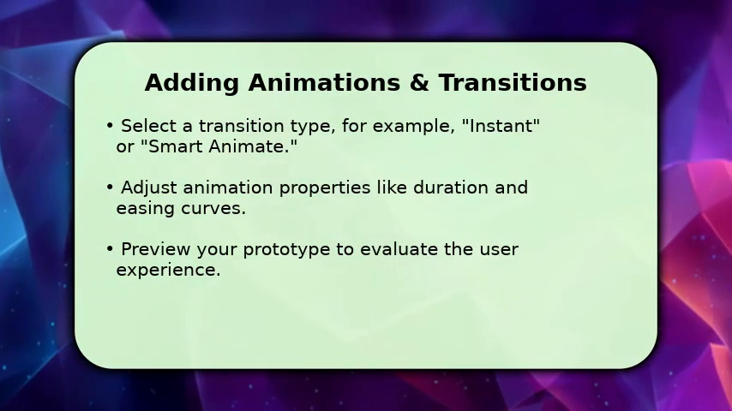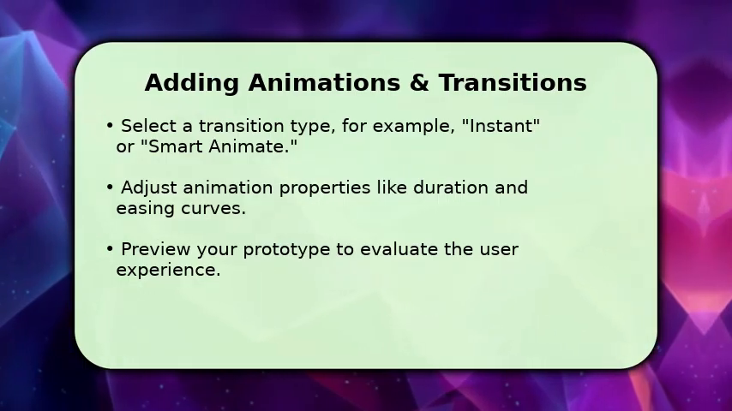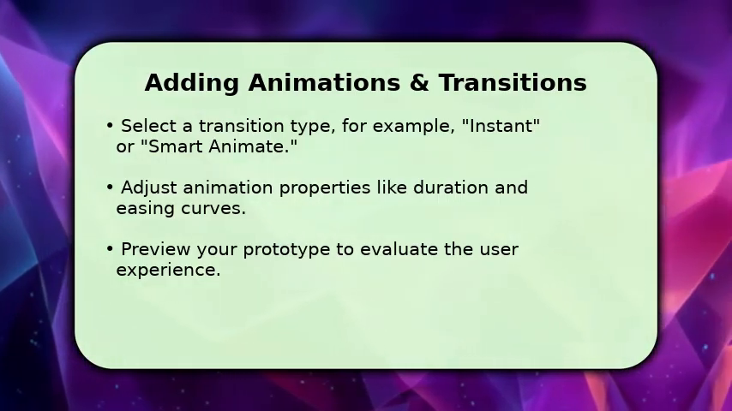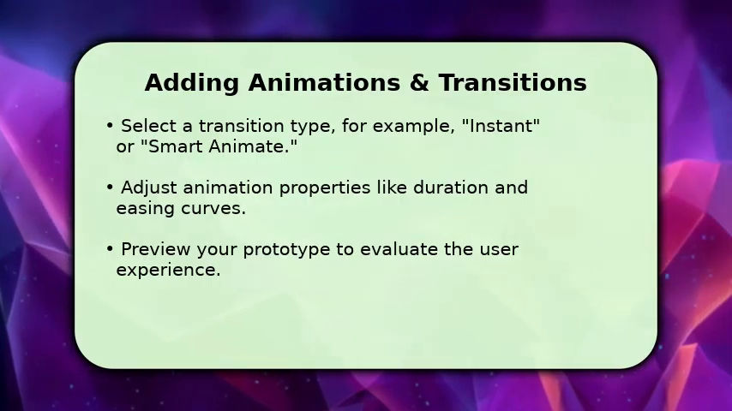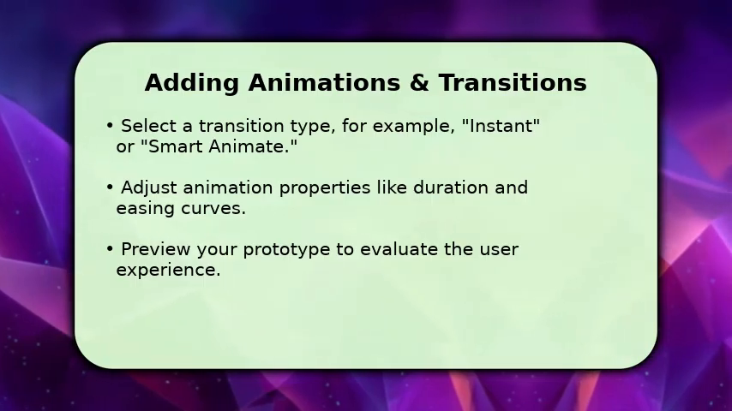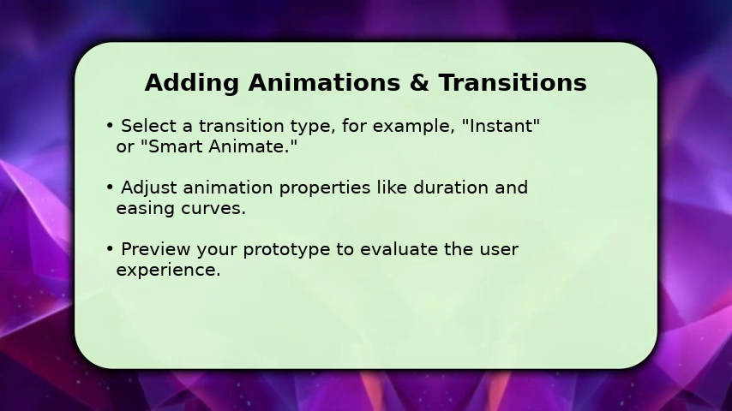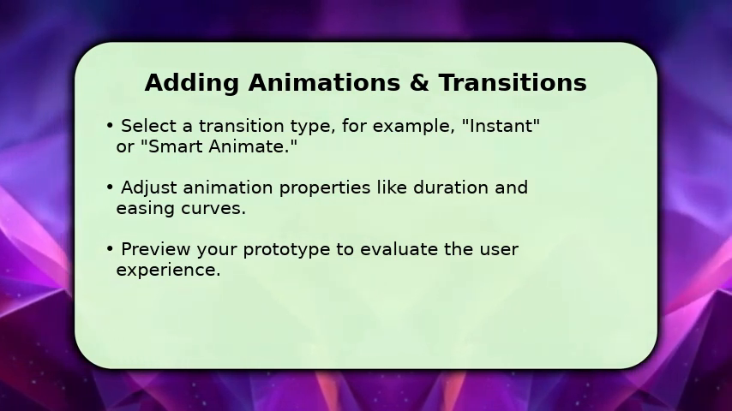After linking, you can add animations. In the Interaction Details panel, select a transition type. Smart Animate offers sophisticated motion between similar layers. Set the duration, perhaps to 300 milliseconds, and choose an easing curve like Ease Out for a natural feel. This refines the user's journey.